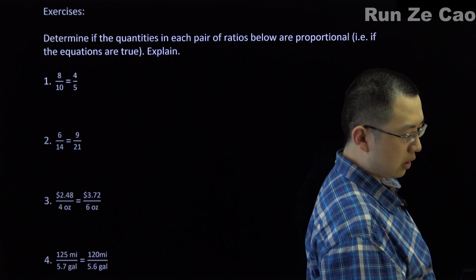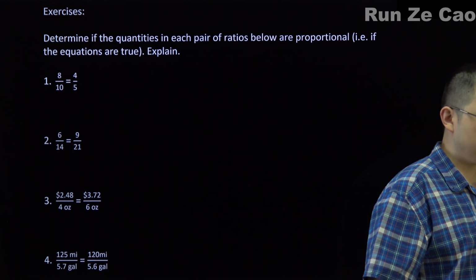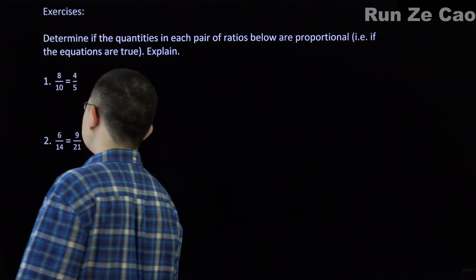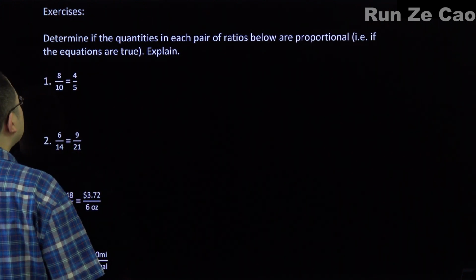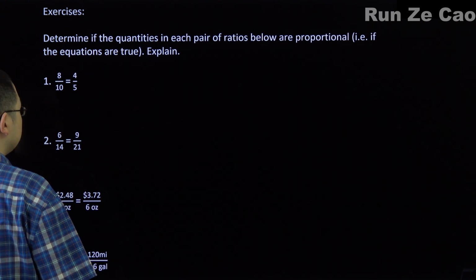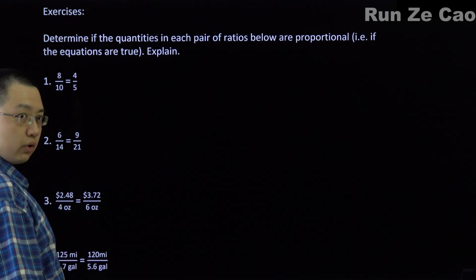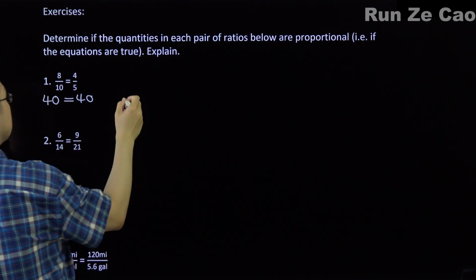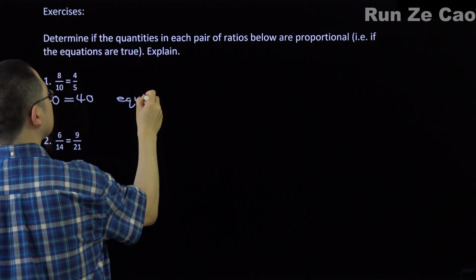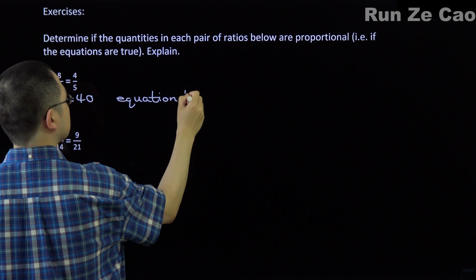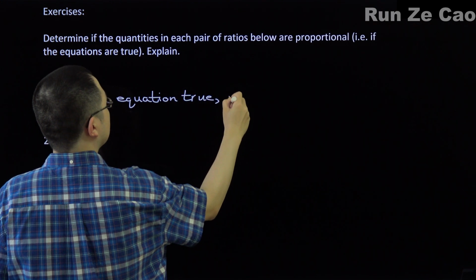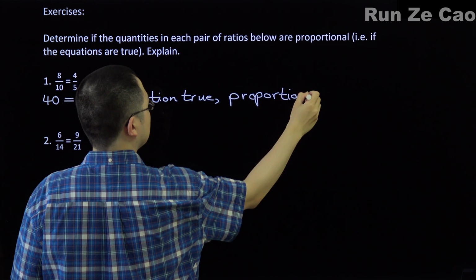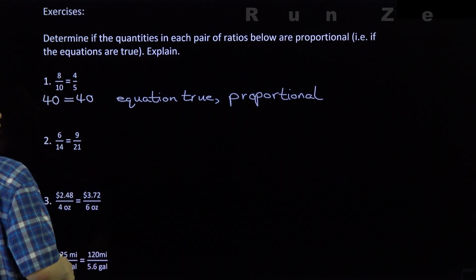Exercises. Determine if the quantities in each pair of ratios below are proportional. So if the equations are true. And explain. Alright then. 8 over 10 equals 4 over 5. You start by assuming that the equation is true, and then you cross multiply and you get 40 equals 40. Equation true. Therefore, it's proportionate. Or proportional as used here.